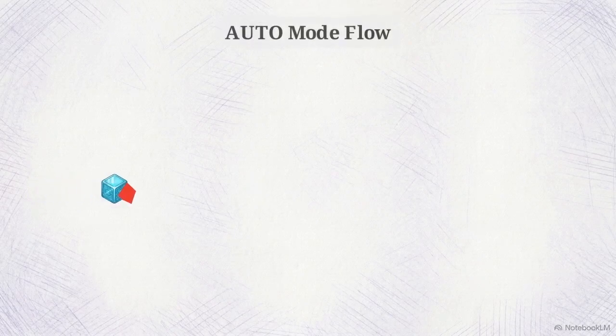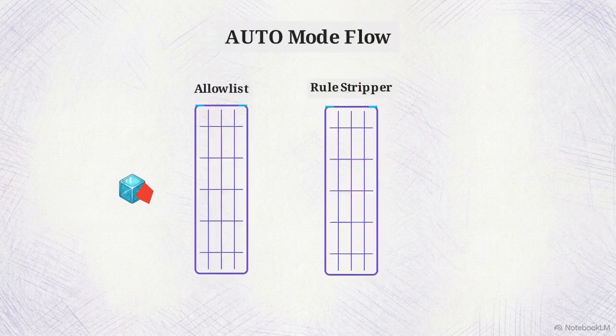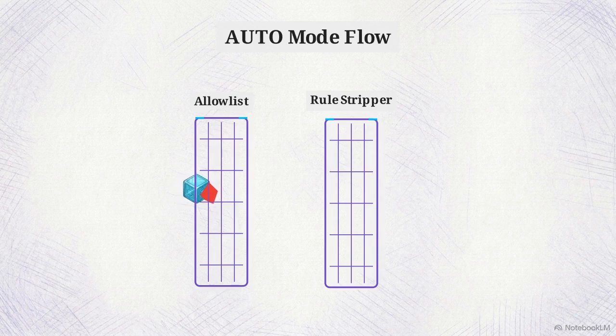When operating in auto mode, the request faces a multi-layered filter. Notice these 2 rigid layers scanning the packet. These represent the deterministic security layers.